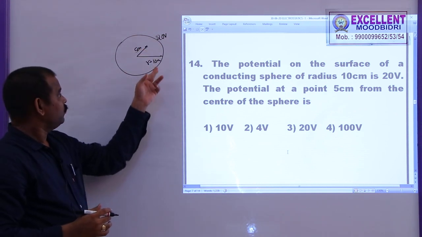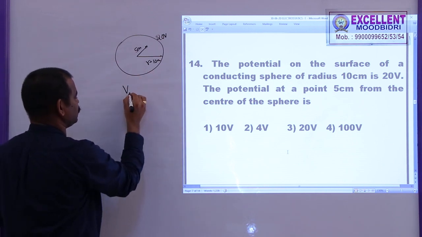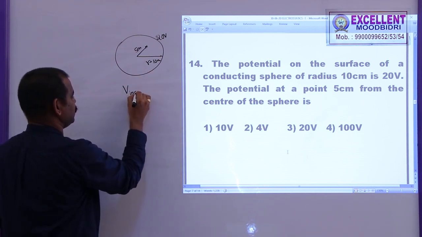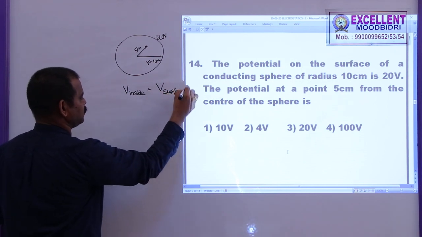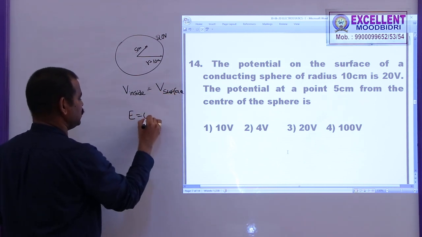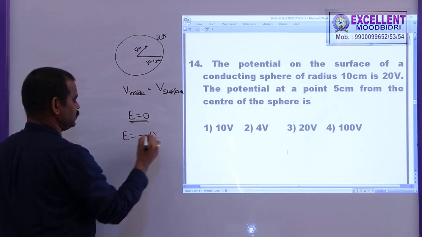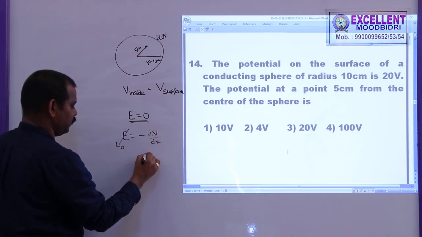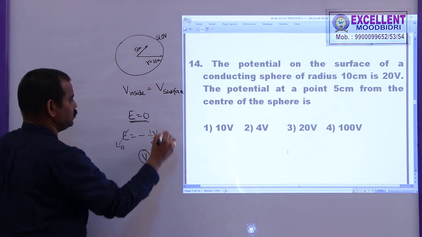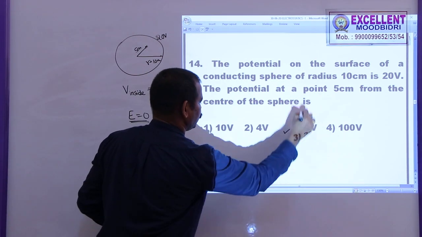The potential within the sphere, that is inside the sphere, is equal to the potential on the surface of the sphere. As the electric field inside is 0, we know that E is equal to minus dV by dx. When E is equal to 0, dV by dx is 0, so V must be constant, which is equal to the potential on the surface. So the answer for this one is 20 volts only.